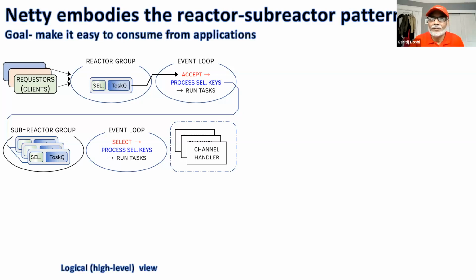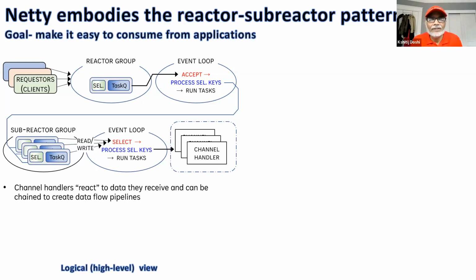And now the sub-reactor group essentially dedicates some number of threads for each, I guess one thread per group of connections. And then that sub-reactor group will do its own event reactive things like responding to reads and writes. And as those events happen on the connection channels, the sub-reactor group will invoke its channel handlers and perform those tasks.